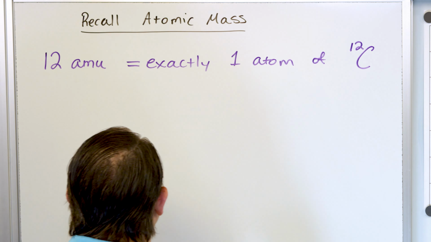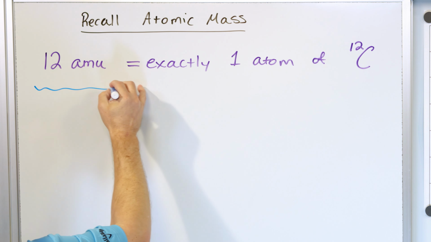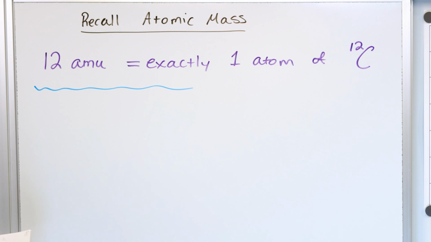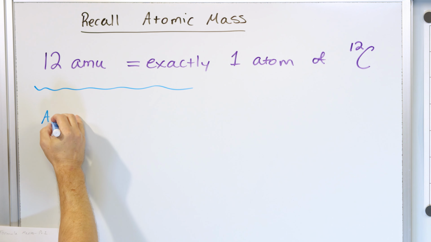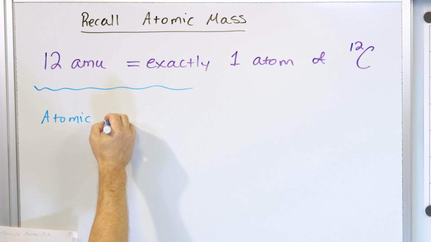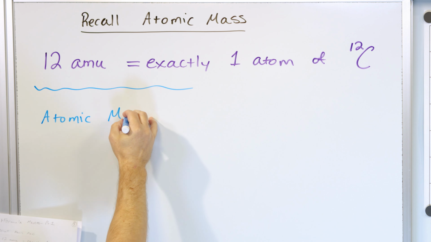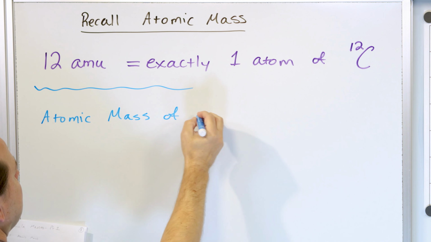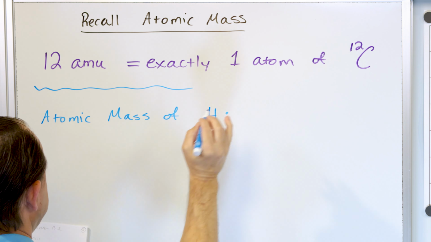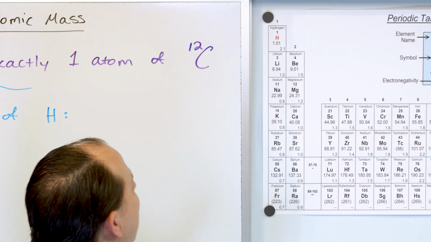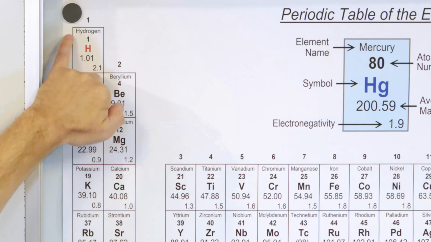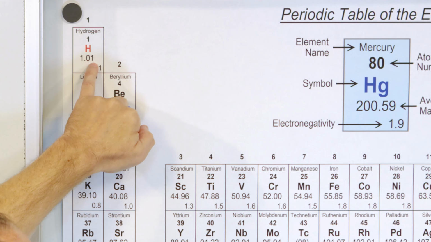Now, let's talk about something related. If this is the case, then let's figure out what is the atomic mass, and we're going to get to molecular mass in just a second, of hydrogen. So we look on the table for hydrogen, and we see hydrogen is in this box right here, and the number here is 1.01.